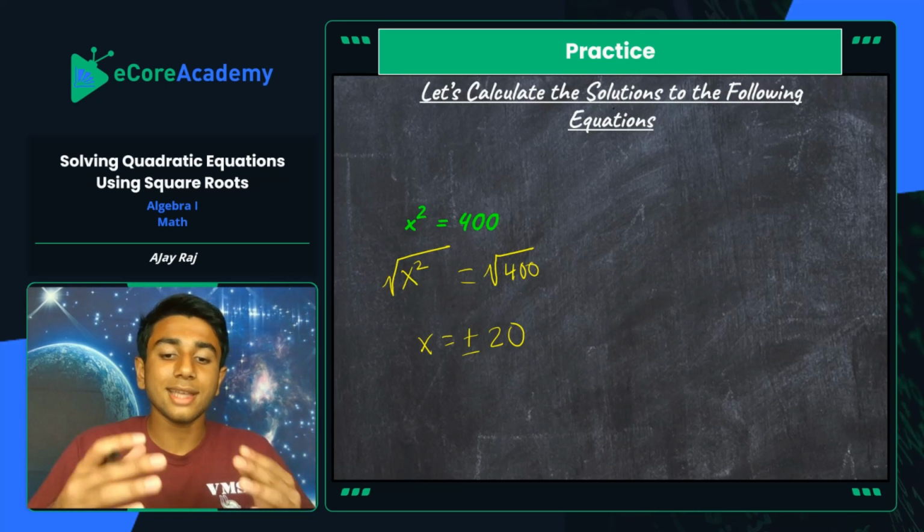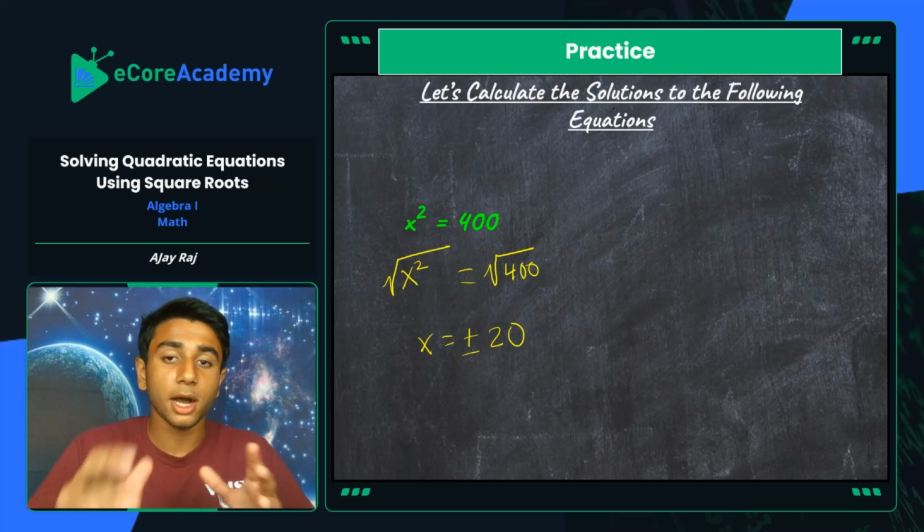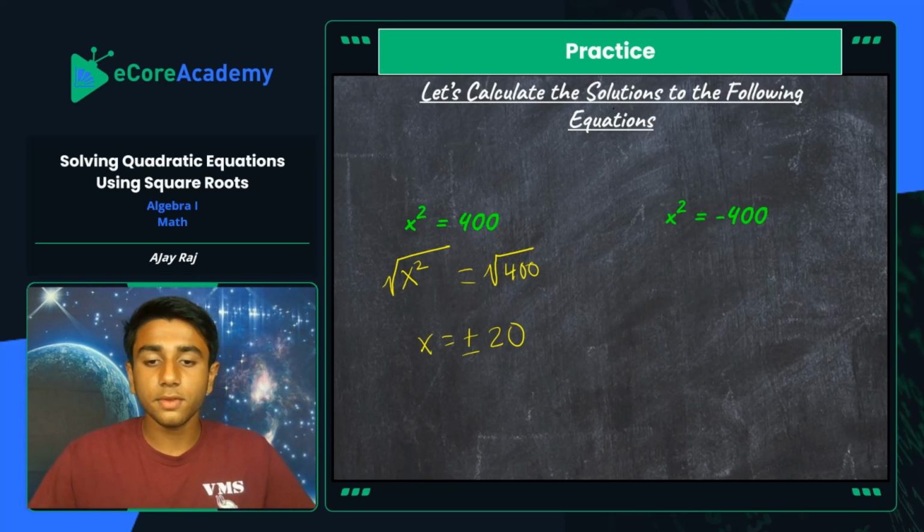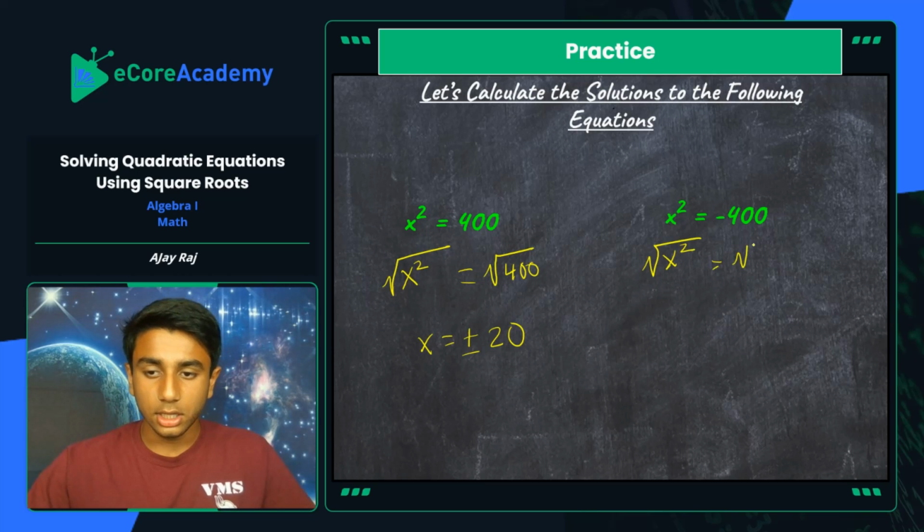So in this case, it's x equals plus or minus, which just means positive or negative 20. And then on the right-hand side of the screen, we have x squared equals negative 400. So we're going to square root both sides to start off with to isolate x, because we're solving for x. We're looking for the square root of negative 400.